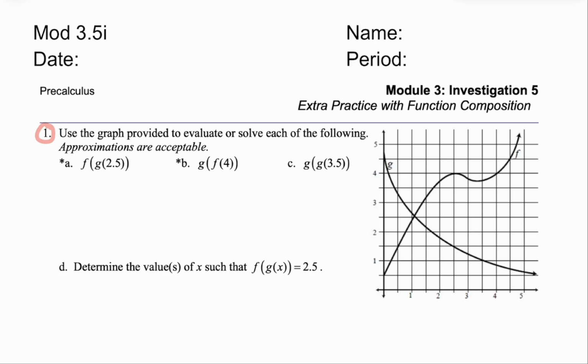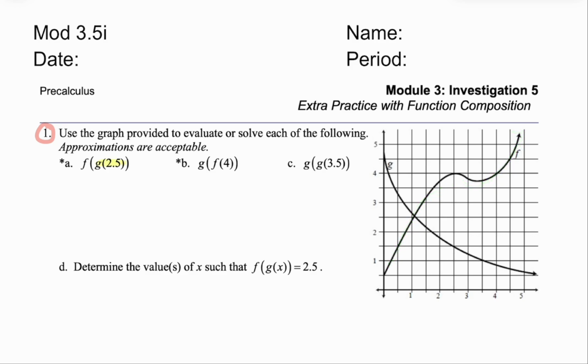Okay, so first let's start 3.5i. Now it says to use the graph provided to evaluate or solve each of the following, and approximations are acceptable. Now, when you see this notation, that means we have two functions. Here's our g function, here's our f function. And so we're going to start with the inside out.